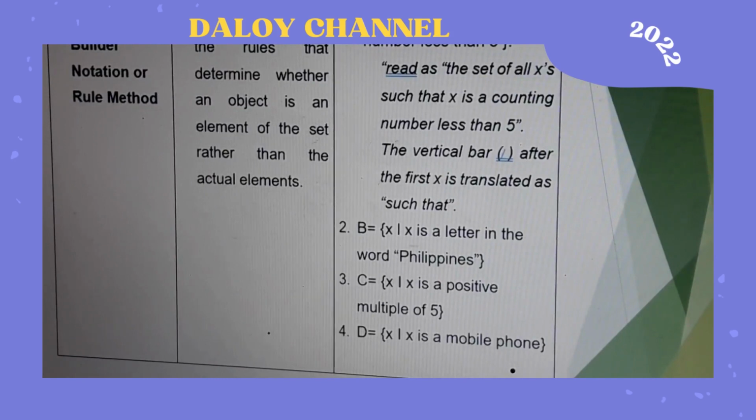The third one is set builder notation, or rule method. This is a method that lists the rules that determine whether an object is an element of the set, rather than the actual elements. For example, again in letter A, we used roster for numbers less than 5.